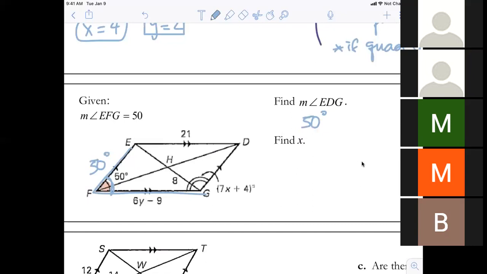I'm not going to write it down because it doesn't give me enough room. But Allie knows that EDG is this big angle right here. EDG, and those are opposite angles. It's the entire angle, so they're opposite each other. Very good, Allie. All right, now we got to find X. Who can help me write an equation to help us find X?